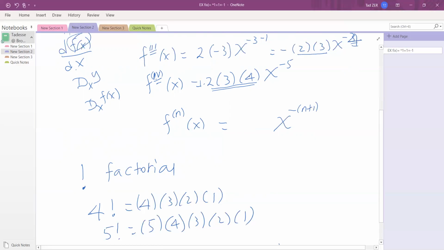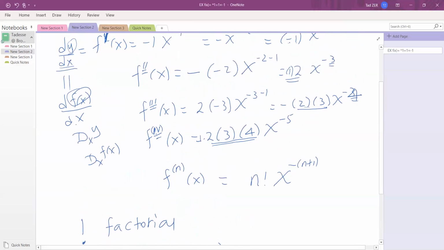So if it is 4, it's 4. If it is 3, it is 1, 2, 3. So if it is n, it will be what? n factorial. That will be the numerical coefficient. And now the final part is the sign.